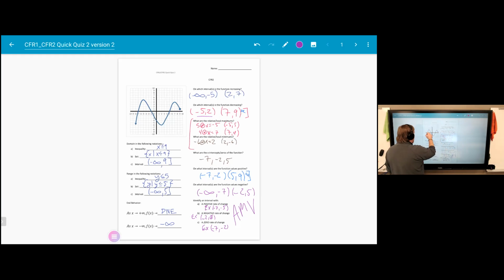Where are they negative? Well, they're negative from negative infinity until, and then they stop being negative right there. So from negative infinity to negative 7. Then also from here until here, my function values are below the x-axis. So from negative 2 to 5.